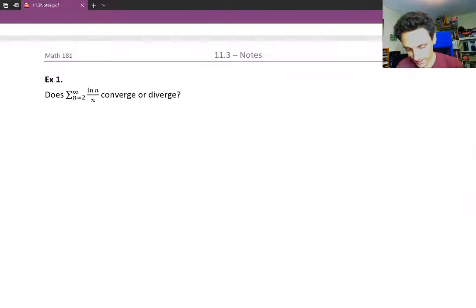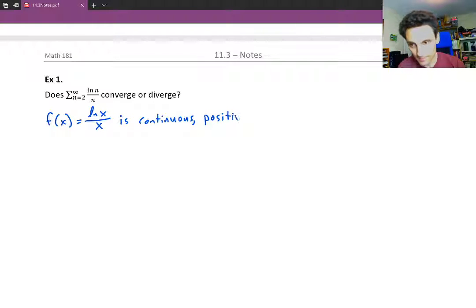So first we're going to write the function ln of x over x. This is the function that corresponds with the ln n over n, but just using a real valued continuous variable x. So this function is going to be continuous, positive, and decreasing on the interval from x equals 3 to infinity.